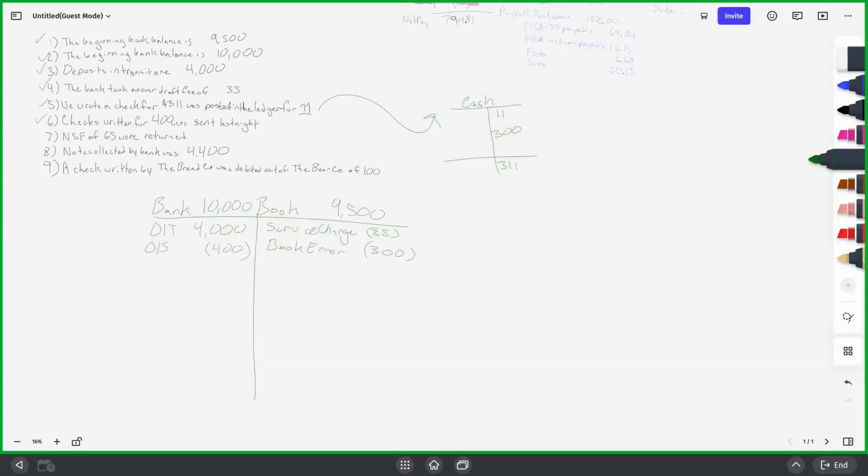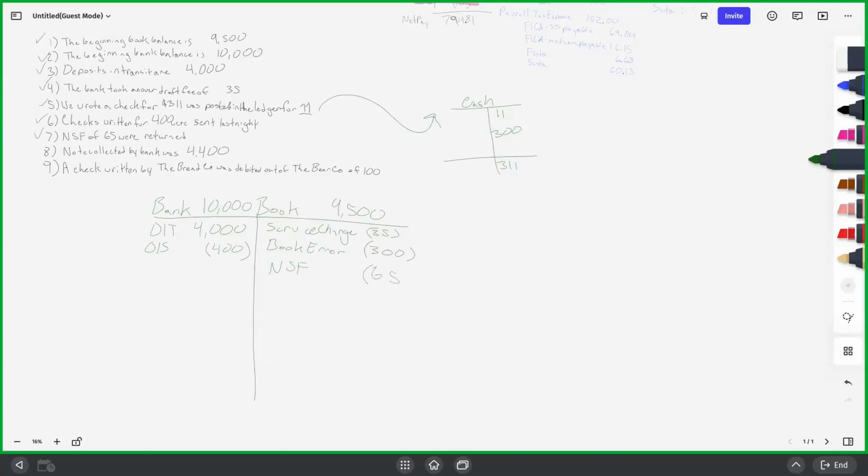Non-sufficient funds of $65 were returned. So non-sufficient funds, who usually knows about them? The bank. Because non-sufficient funds are when a check bounces. So basically the bank said, we can't take that. You can't get this money. They have no money to give. And we only find out when we look at the bank reconciliation forms or the bank statement. So we know that it's a book error. Now, are we adding or subtracting? We're subtracting.